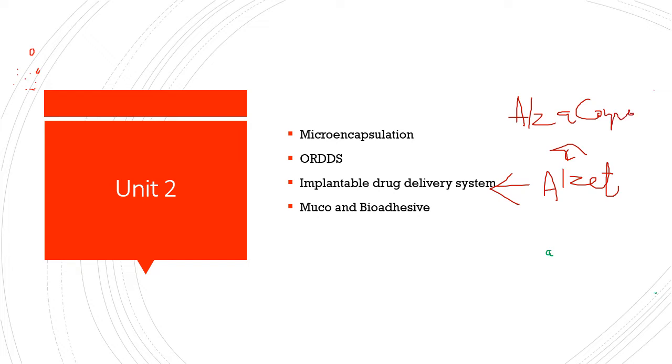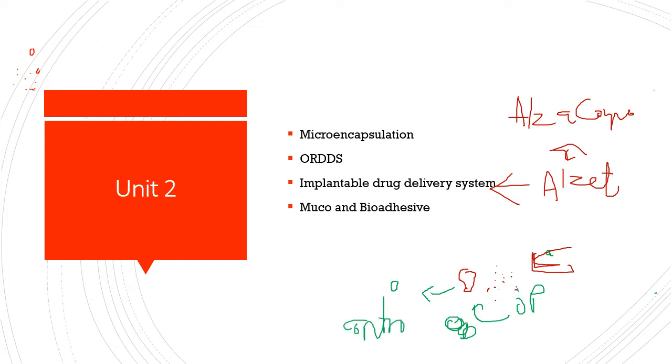And the OROS pump, one more peculiarity: suppose this is your osmogen, and here is your drug. The fluid comes in contact with these osmogens. These osmogens create an osmotic pressure. Due to this osmotic pressure, there is an osmotic displacement of this drug, and due to this osmotic displacement, it comes out of the small delivery orifice at a controlled rate through the semi-permeable membrane. Do not forget the word semi-permeable membrane.